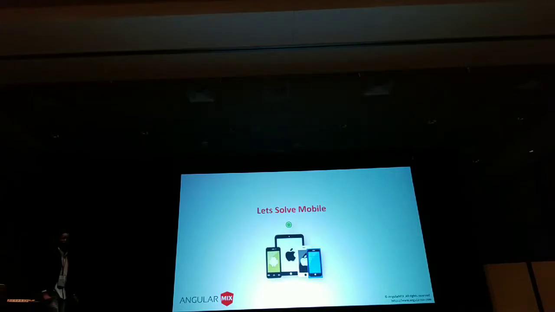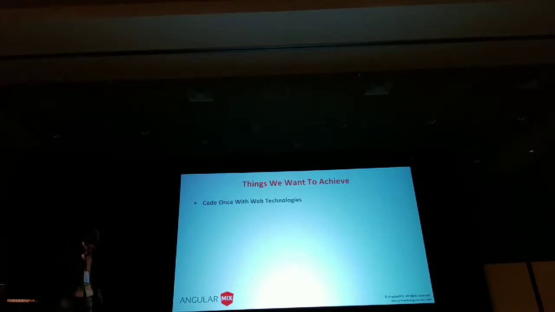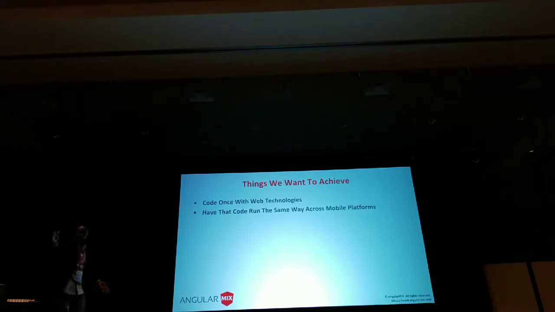So how do we solve the mobile problem first? Because today most of our users are mobile. If you don't have mobile, later they go home. Everyone is mobile now. So this is what we want to achieve with our mobile. The first thing is we want to make sure we code once, with web technologies. The second thing is we want to make sure that the code we write works the same way across iOS, Android, and Windows. We want this code to be 100% transferable. That makes sense.